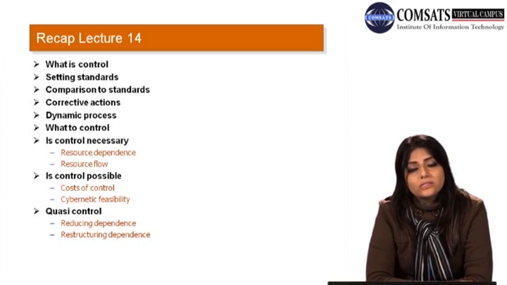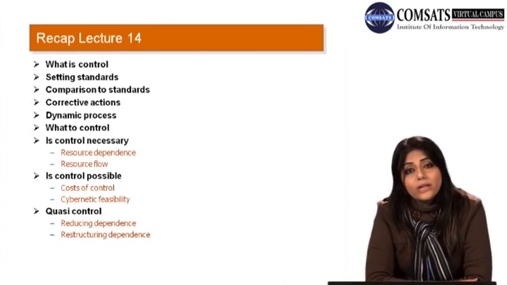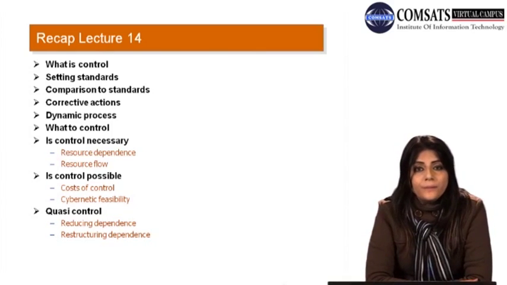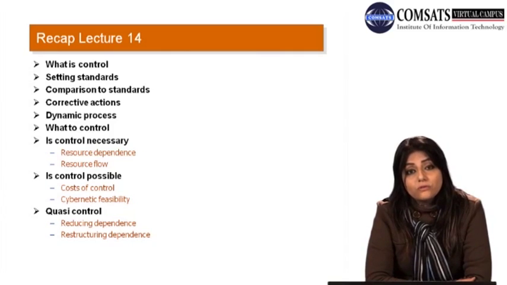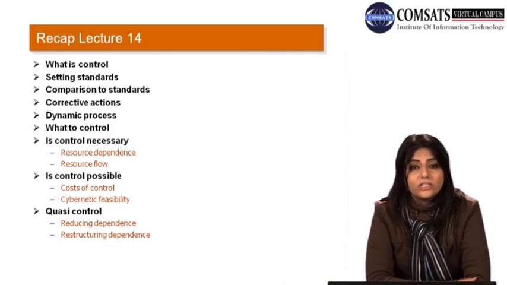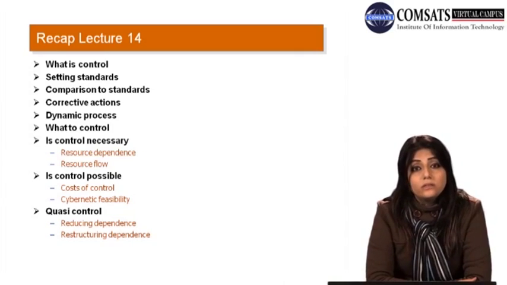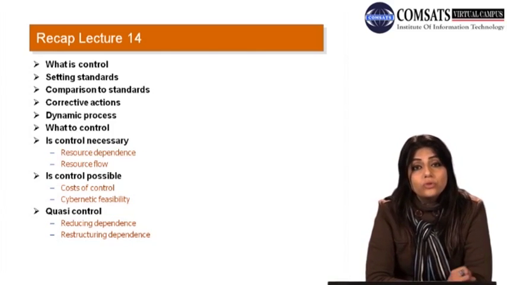We also discussed whether it is necessary to control or not, and how necessary it is to control. Therein we discussed two factors: one was the resource dependence, and the other was the resource flow. We saw that if the nature of the resource is critical for the business of the organization, then that organization is highly dependent on that particular resource for its business or its profitability, and in that case it's really important to control that resource.